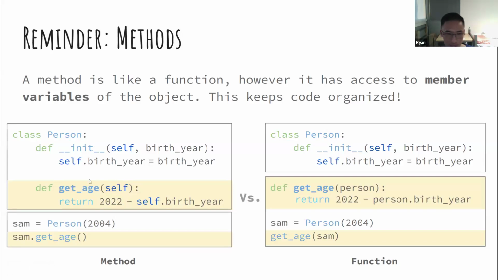So I guess the easiest way to think of it is if it's called sam.getAge, I'm literally copying and pasting the object itself and replacing the self keyword with it. So that's kind of how it works, right?